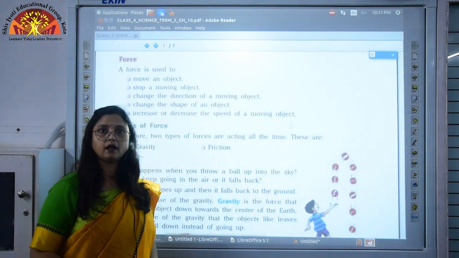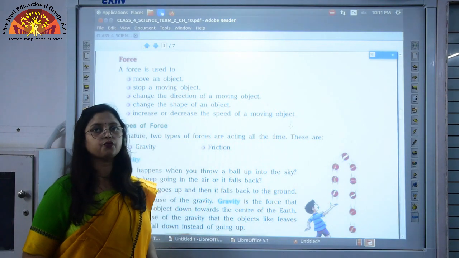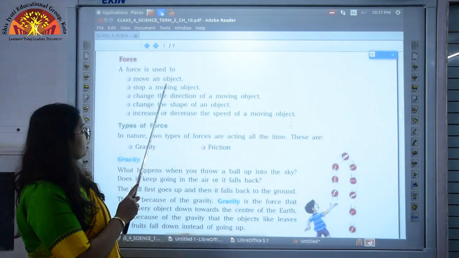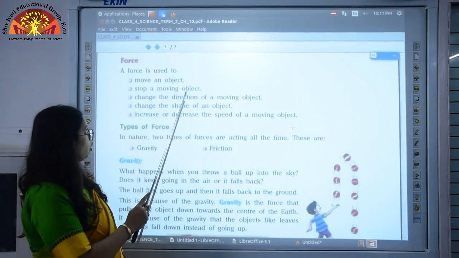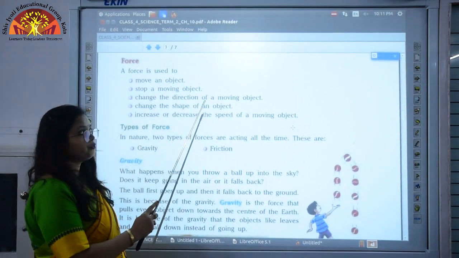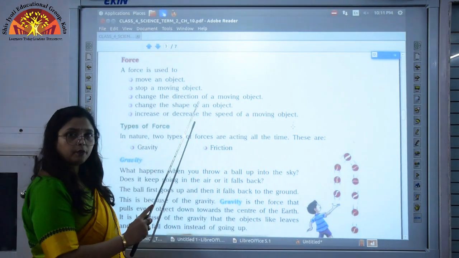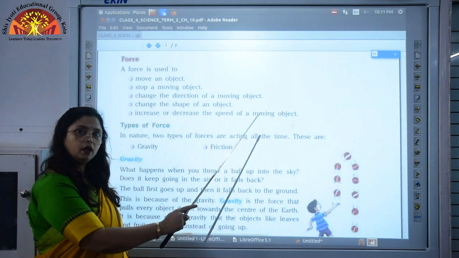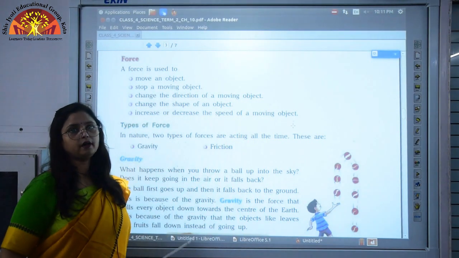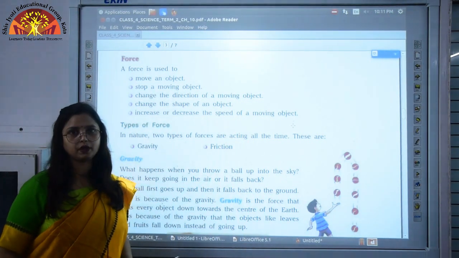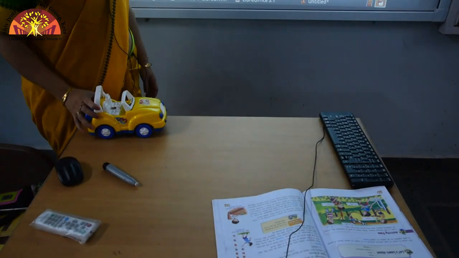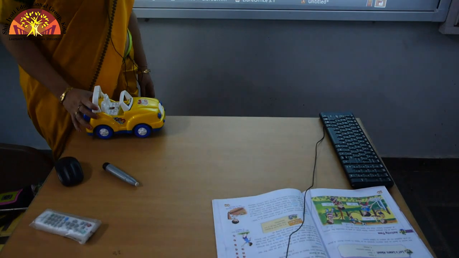Now children, there are various uses of force. A force is used to move an object, stop a moving object, change the direction of a moving object, change the shape of an object, and increase or decrease the speed of a moving object. So all these are the uses of force. Let me demonstrate all these uses of force. The first use here is that a force can move an object.